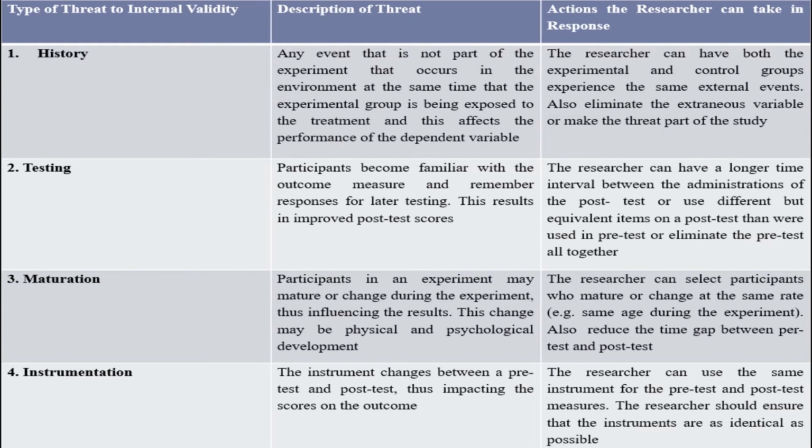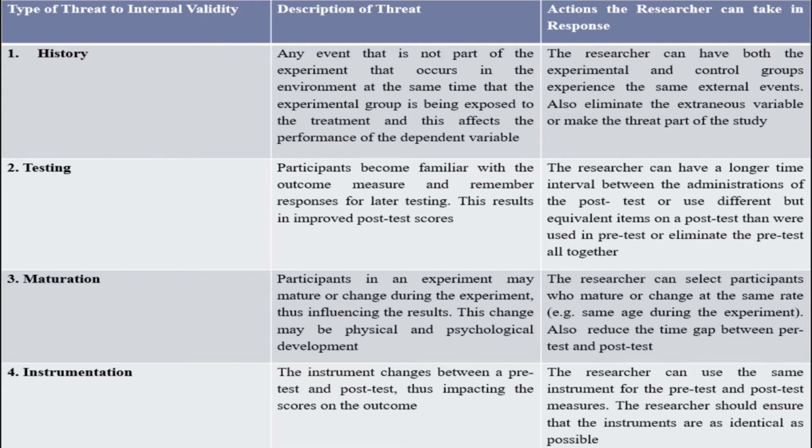Number 3 is maturation. Maturation is another threat, and we are saying that this means participants in the experiment may mature or change during the experiment. Maturity influences the results of an experimental design, and this may be physical or psychological development. When a person changes, then they are likely to influence the results of an experiment.